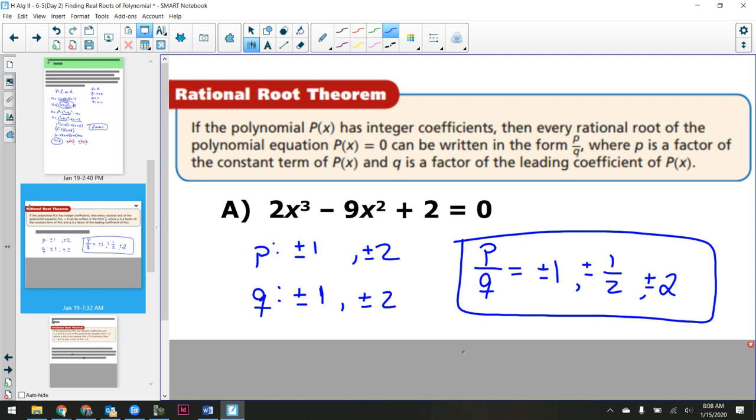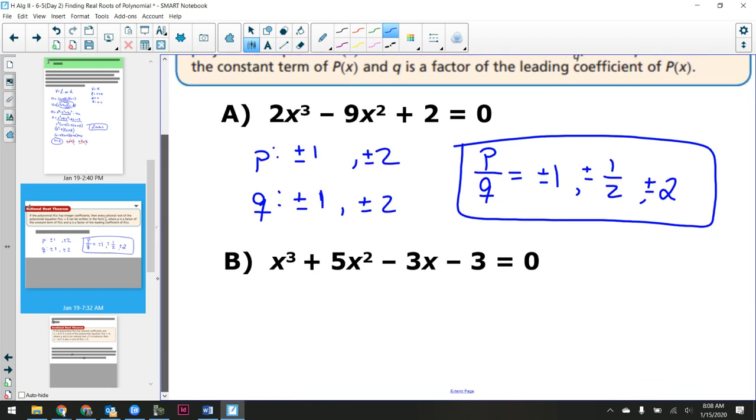This is without my calculator. If I have my calculator, I just go graph this and see where it actually lies. But if I don't have that, then I have to go from that list. Let's try one more of those.